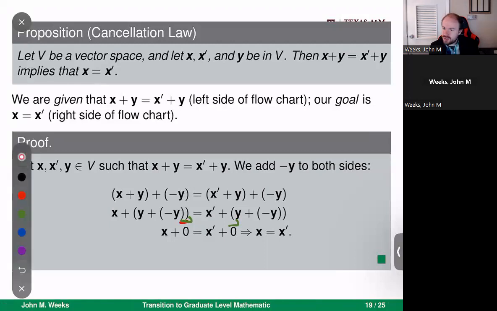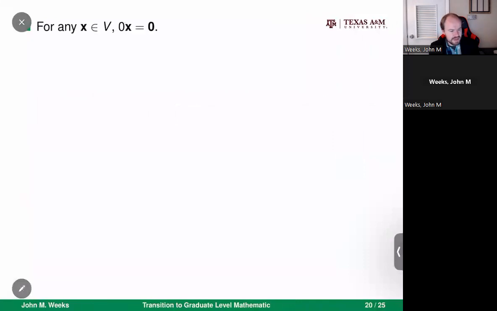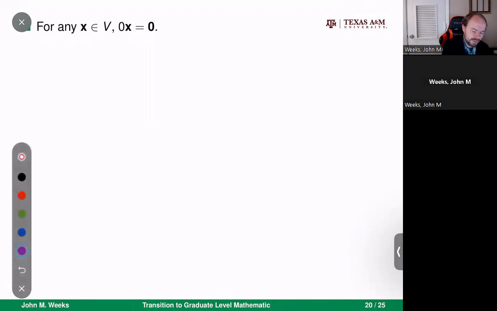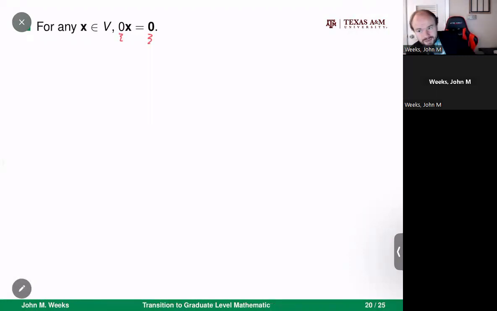So that is a proposition to prove the cancellation law. There's a couple of other things that we could go through and prove. For example, for any vector x in our vector space, the scalar 0 times x equals the vector 0. Notice the difference in how I formatted zeros here. I was a little bit picky about this earlier on in my typos, so I'll be picky about it here too. 0 is the scalar, and the bolded 0 is the vector 0.